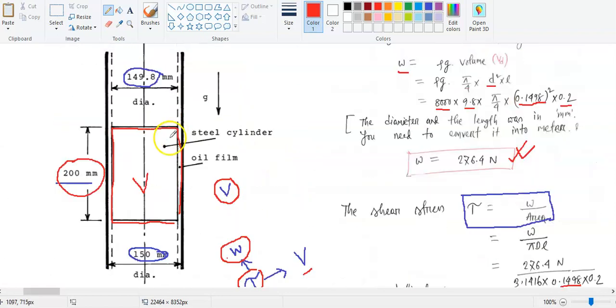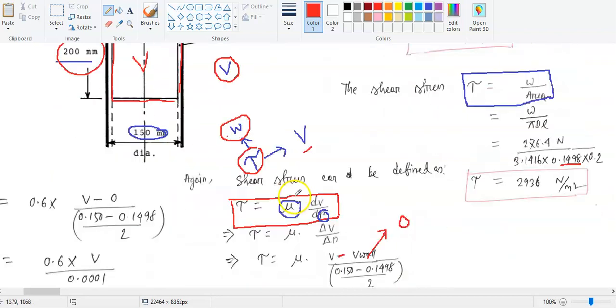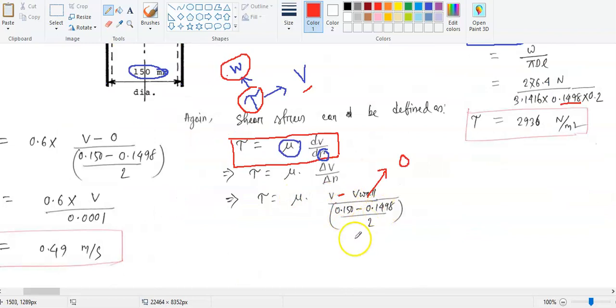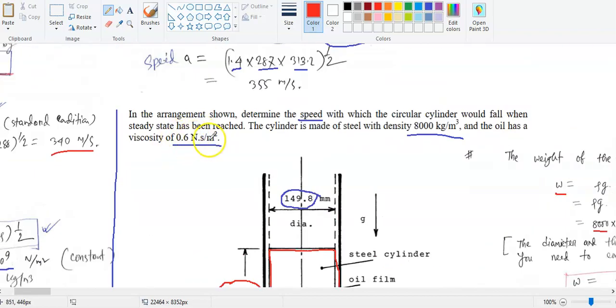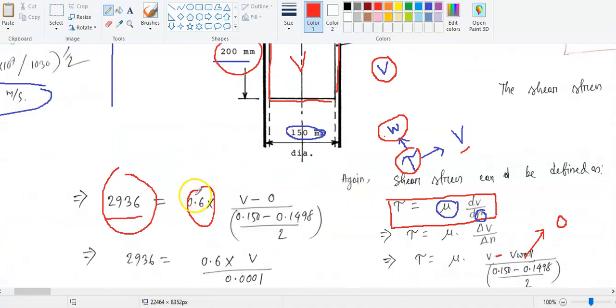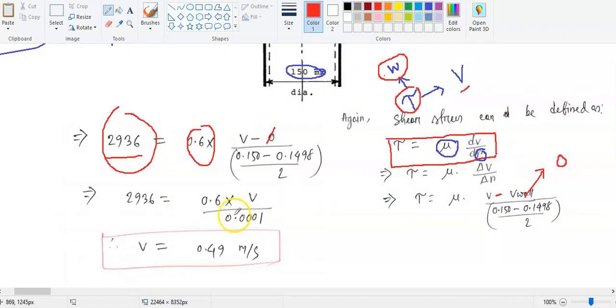And the diameter difference is 150 minus 149.8. So we just convert it into meter, and we substitute the value of the shear stress here, 2936, and all other values. This is the viscosity given in the question. You see, this is the viscosity given, so we substitute the value of viscosity. This is our ultimate target. This value is 0 and everything else here. So now if we simplify this, then we'll get this velocity. So that's actually the solution.